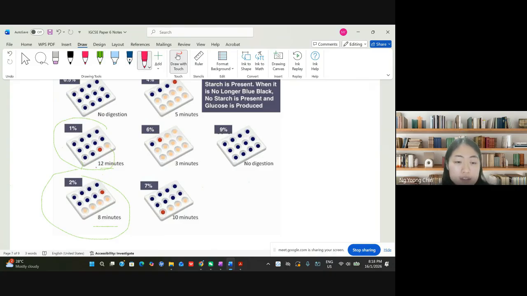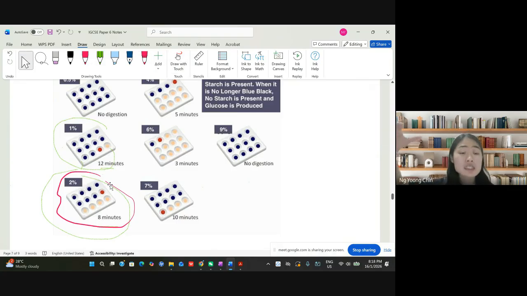Okay, so that's why this one is supposed to have a higher rate of enzymatic reaction compared to the 1%. Do you know why the 2% has a higher rate of reaction? It's because the starch is not starch anymore. The iodine remains in the yellow-brown color, starting from here.